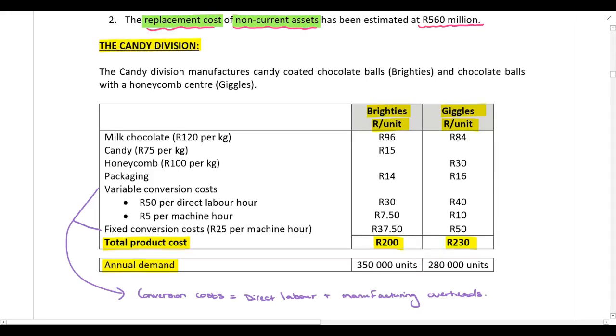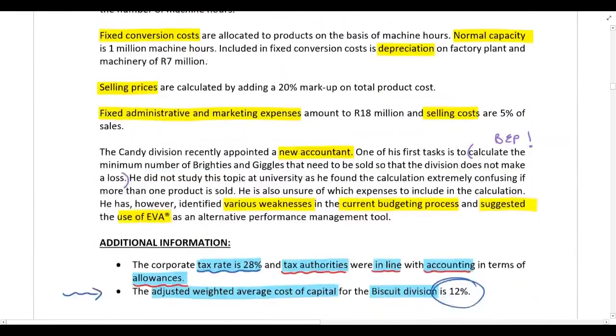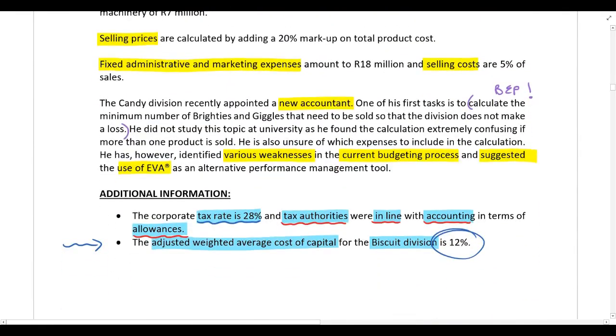Then let's go back to the information provided in the scenario. Let's just read again what we were told here about the new accountant and the calculation. So the candy division recently appointed a new accountant. One of his first tasks is to calculate the break-even point, or what it says in the question is to calculate the minimum number of Brighties and Giggles that need to be sold so that the division does not make a loss. He did not study this topic at university, as he found the calculation extremely confusing if more than one product is sold. He is also unsure of which expenses to include in the calculation.